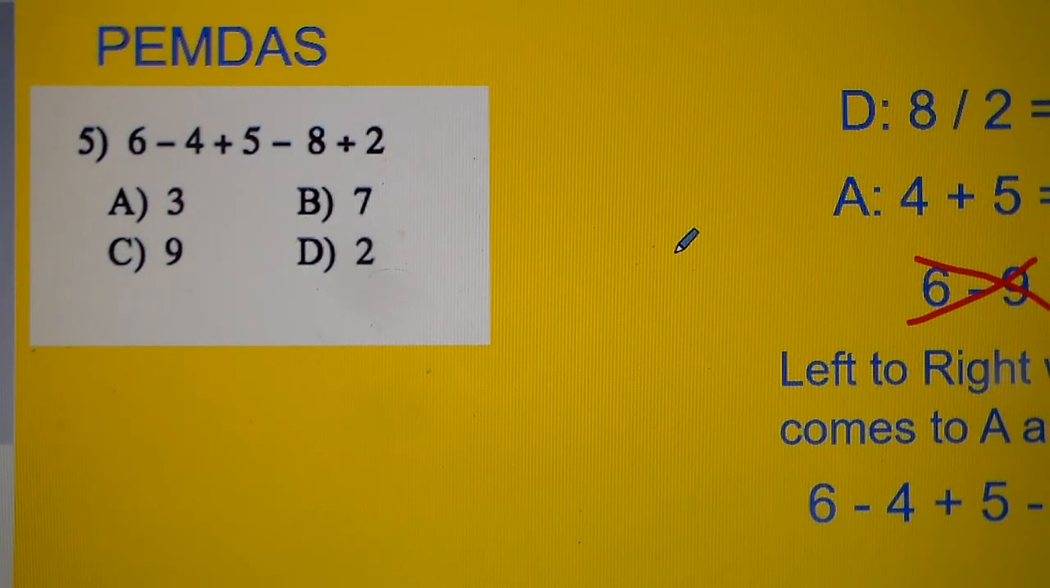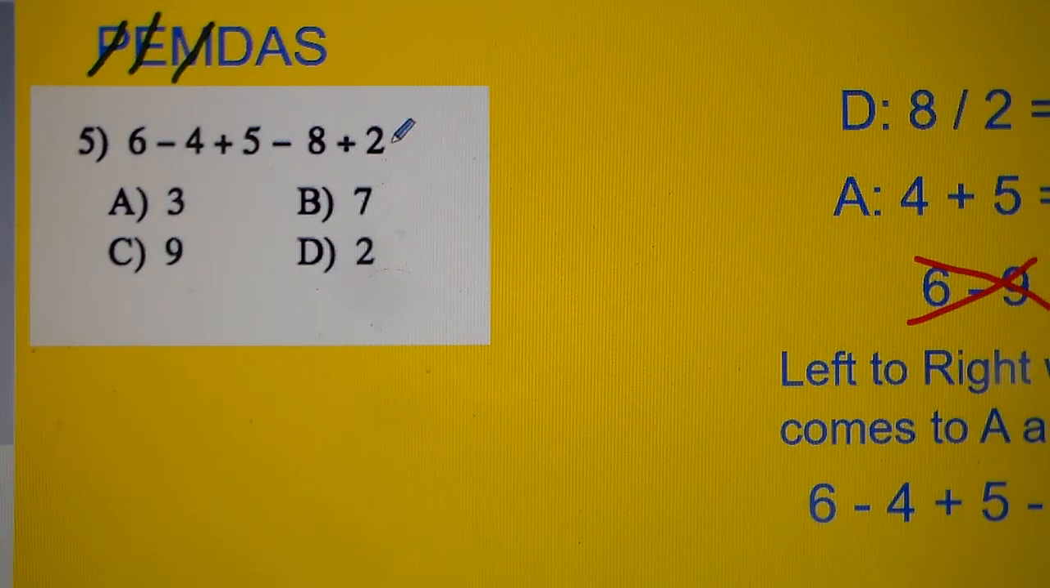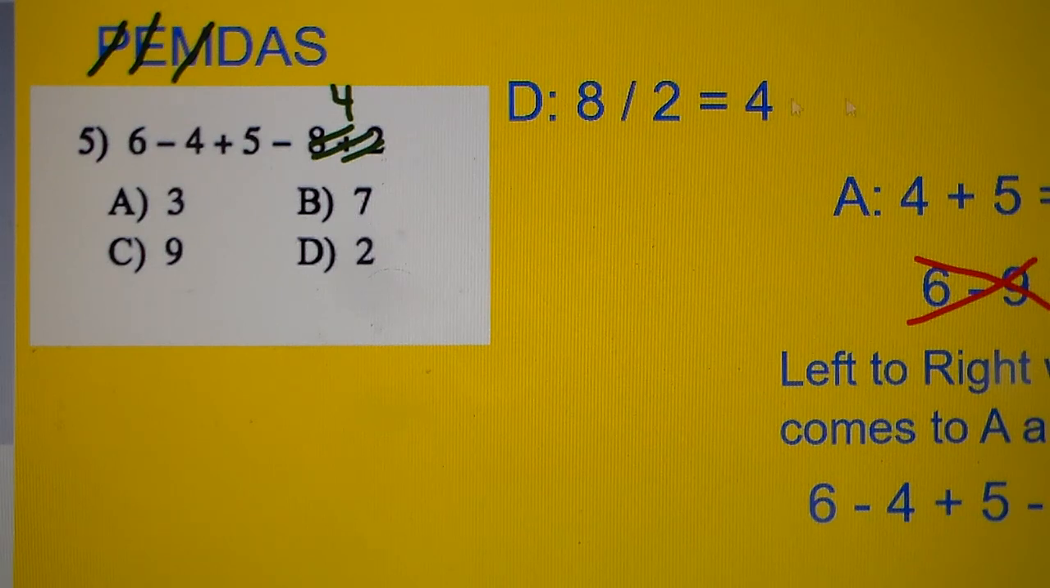Alright, looking at this one, number 5. We've got a whole bunch of different operations. There's no parentheses. There's no exponents. Multiplication, there's no multiplication. Next up is division. Oh, we do have a division. We have 8 divided by 2. So 8 divided by 2 is really just 4. So my division, 8 divided by 2 equals 4.